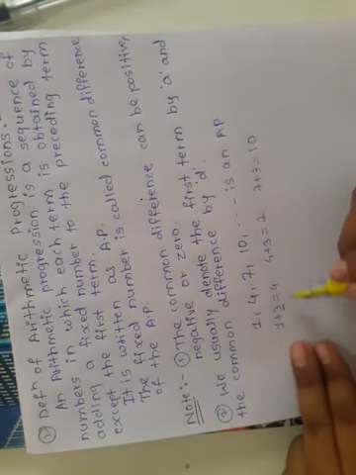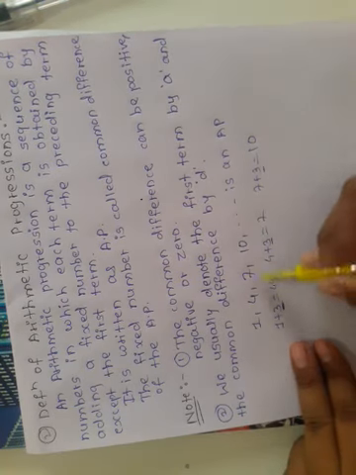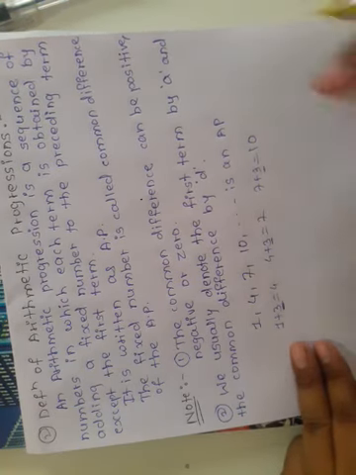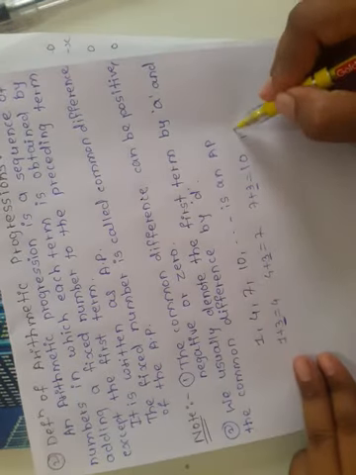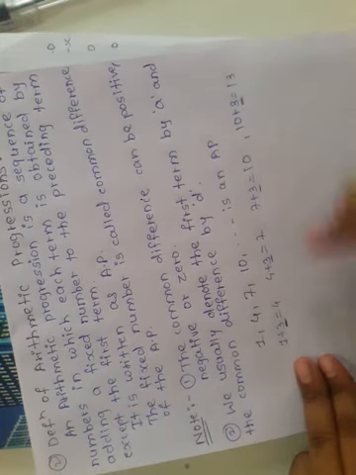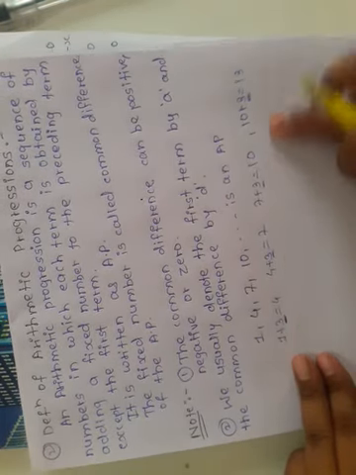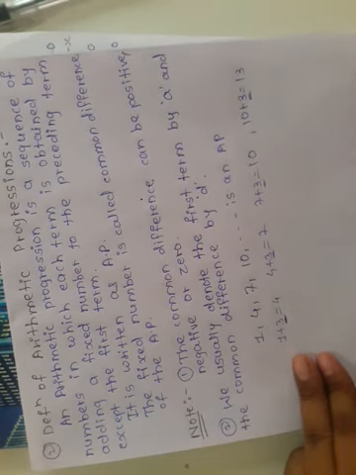So what we are doing is adding 3 to the terms, and then we get the next terms. If we add 3 to 10, then we get 13. So 3 is the fixed number that we add to get the next terms, and this 3 is called the common difference.